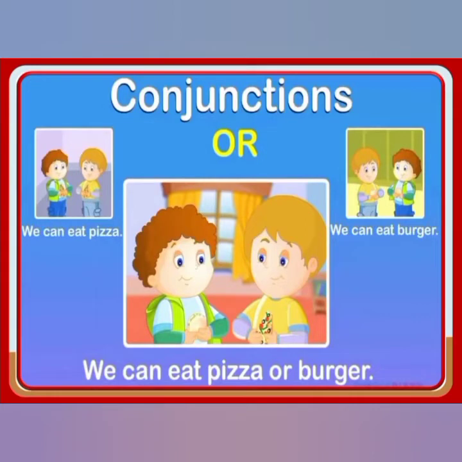So let's look at the example. I can eat pizza. I can eat burger. Here in the both sentences, you are talking about that what you can eat. So, we can eat pizza or burger. So, there is a choice that either you can eat pizza or you can eat burger.